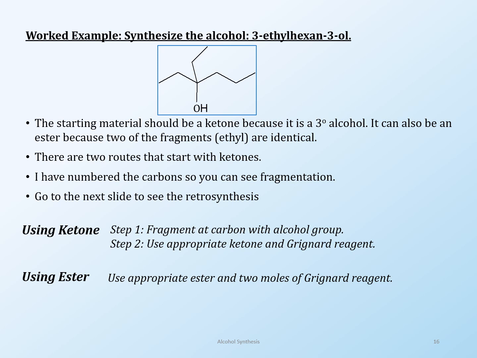So when I look at my fragment, I can see that I have these two groups that are exactly the same. If they are exactly the same, that means I can use ester also for this. So that's why I have two syntheses over here, one from ketone and one from ester. And again, the only reason I have it from ester is because two of the groups are the same, because those two groups are going to come from the same Grignard reagent. Okay, so let's go on and see what kind of retro we have.